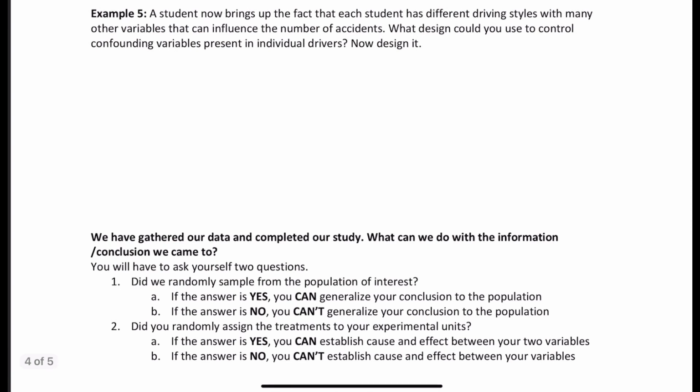So example 5, a student now brings up that each student has a different driving style with many other variables that can influence the number of accidents. What could we use to control this confounding variable within this? Well, since we're talking about each individual being different, this is going to mean we want a matched pair design. And in this case, it would be a matched pair where each volunteer receives both treatments.